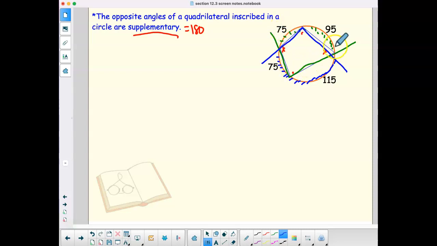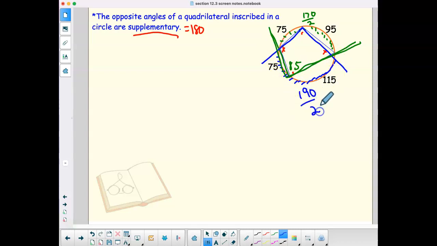To find the measures of those angles, let's start with the green one. This angle intercepts, like I said, this whole arc. So we'd add the 75 and 95 together because it intercepts the entire arc, and that would give us 170 degrees. If we divided that by 2, 170 divided by 2 is 85. And you can see if I switch over to the blue angle, it intercepts these two arcs. If I add the 75 and 115 together, I get 190.